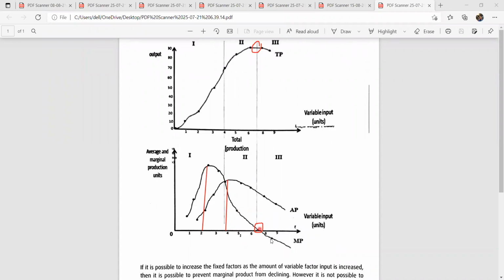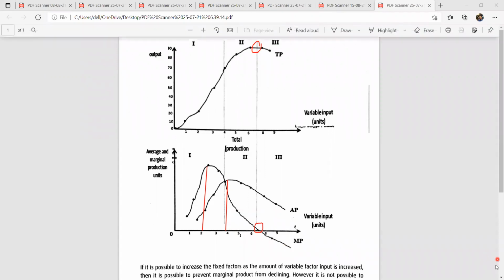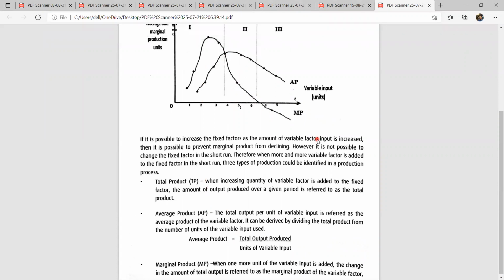So this is the behavior of cost curves. This kind of relationship can be seen in short run production. As well, it says further down, if it is possible to increase the fixed factors as the amount of variable factor input is increased, then it is possible to prevent marginal product from declining.